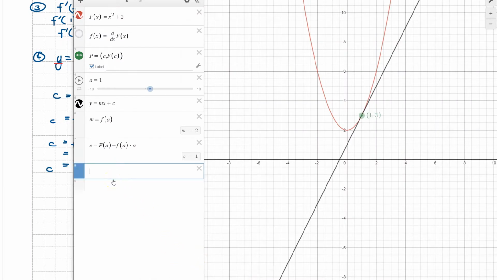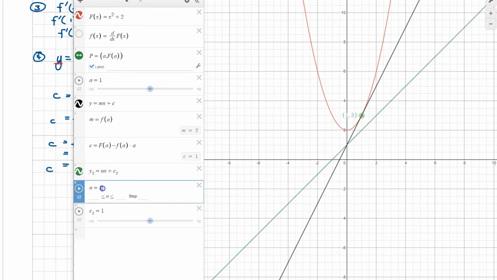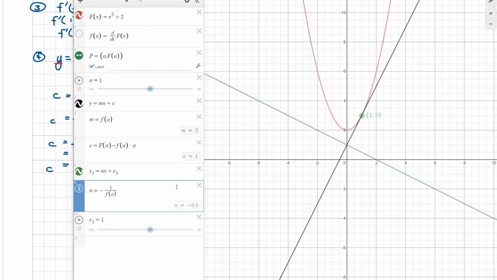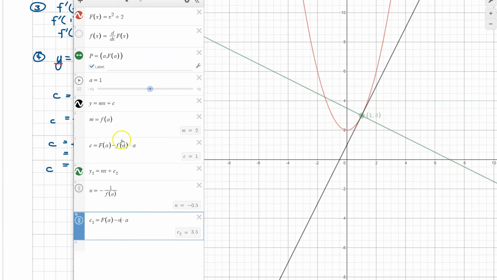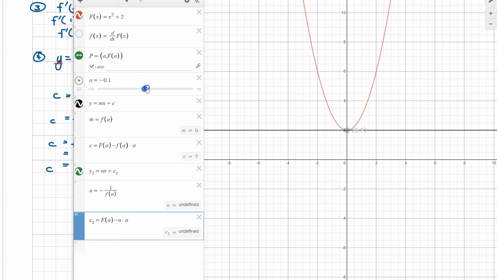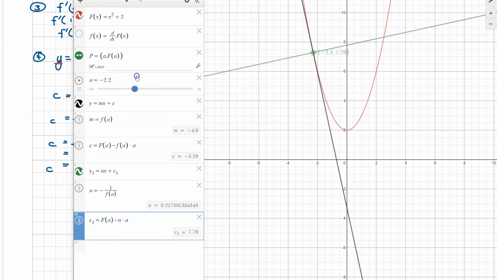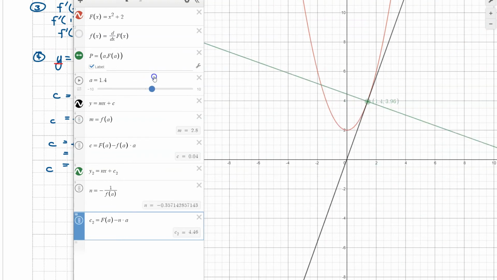Now if we go over to Desmos and key this in, we'll go y2 equals nx plus c2, where n is going to be represented as the normal. Well, in this case, it's simply -1 over that, and then the value of c is simply going to be the same as above, except rather than going like so, we'll go like so. So have a look. For any given value of x, we get the normal represented in the green line and the tangent represented by that black line.